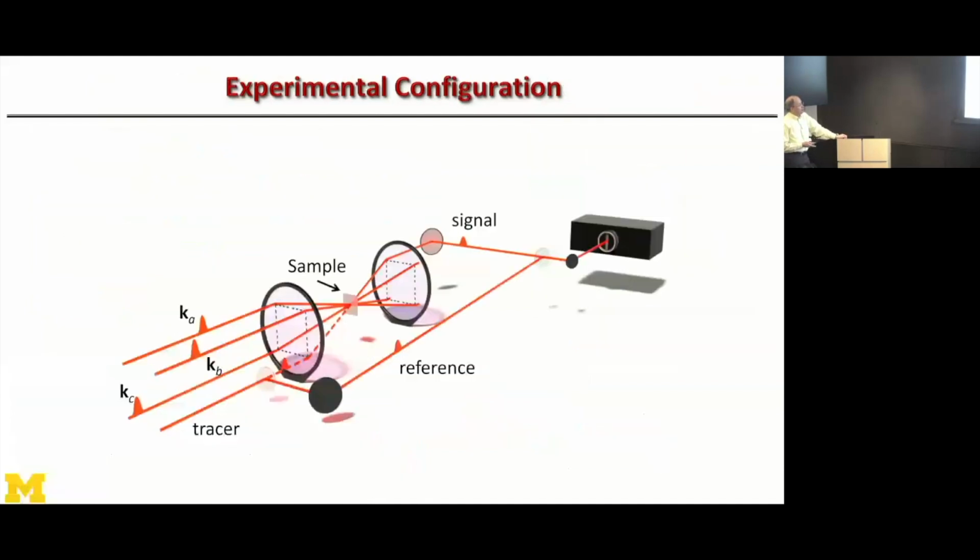Excuse me, can I ask a question? Let's say that you are not able to have a local oscillator for one reason or another. Can you FROG the probe pulse and would you get the same information?